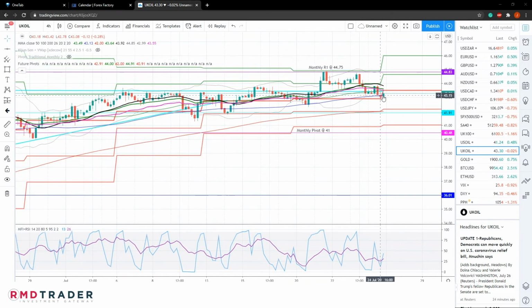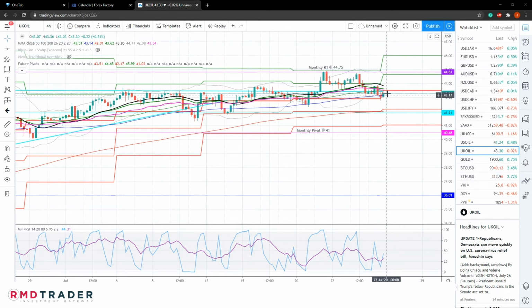And of course, should we manage to get back above it, I suspect that it's likely that we will retest, first of all, our previous high at 44.75, and then perhaps a quick tag to that $45 area where our gap was sitting.